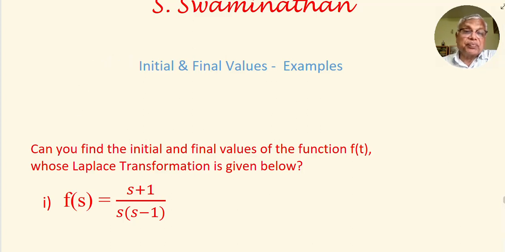The question is, can you find the initial and final values of the function f of t whose Laplace transformation is given below? That means this F of s is the Laplace transform of some function f of t. It's given by s plus 1 by s into s minus 1. So you have to find the initial value of this function as well as the final value of the function using these two theorems. Okay.